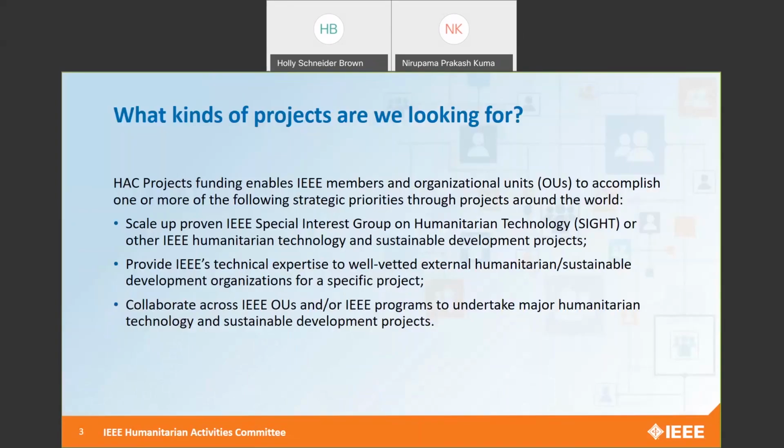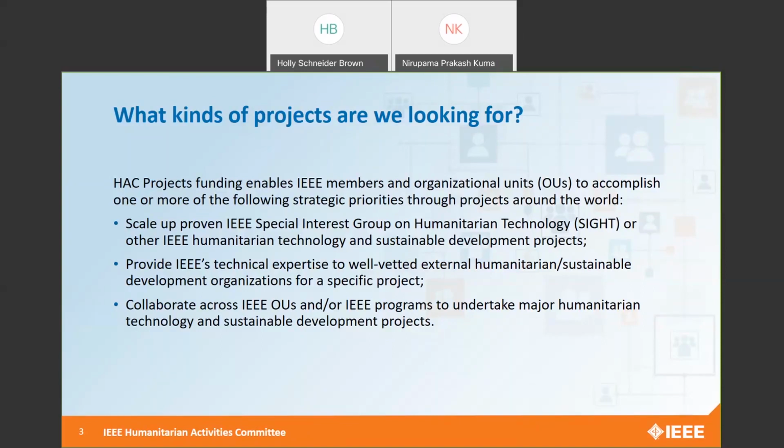So really what we are trying to do is execute the charge given by the board. I don't know how many of you know that the Humanitarian Activities Committee directly reports to the IEEE board. We don't report to any other entity within IEEE. But what we are really trying to do is have more IEEE members realize the benefits of humanitarian work and how the engineering profession can help enable that.